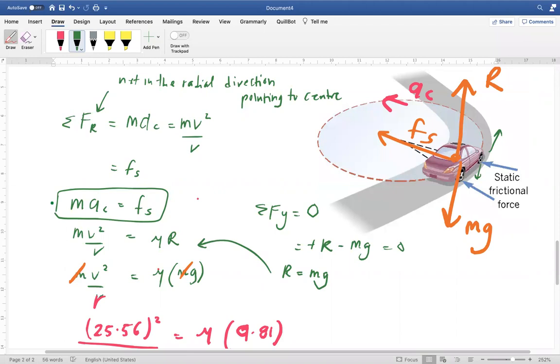The crucial part here is to draw your free body diagram correctly and then write the equation. Okay, if that one is wrong, then everything else is wrong. No matter how good you are with numbers, if your free body diagram is wrong, you will get the wrong answer. Okay, any questions for this one?